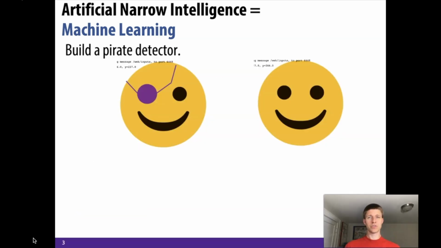So the example we'll use to get an idea of how that works is we're going to build a pirate detector. So we want to be able to determine, okay, do we have a pirate or not a pirate? That's what we're going to teach Wekinator to do.